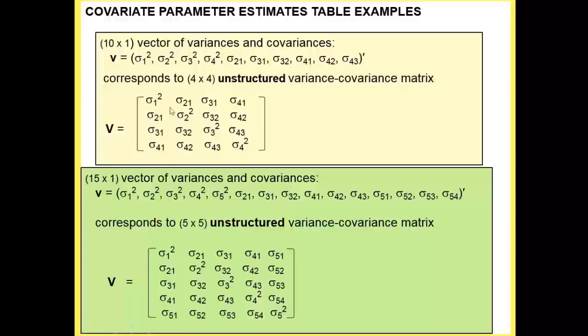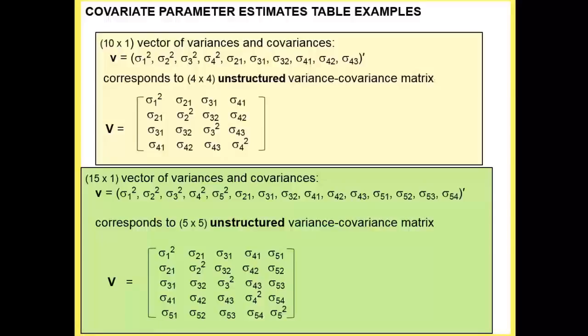You notice the variances are on the diagonal, and they're all allowed to be different. And on the off diagonals, I've got different notation for the covariances, and they're all allowed to be different. So this is an example of what might be called an unstructured covariance matrix.